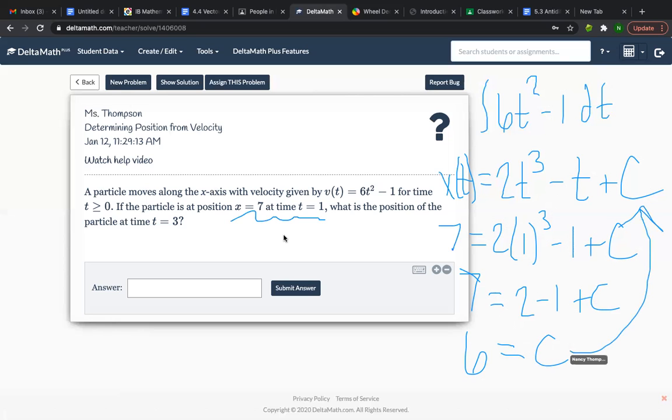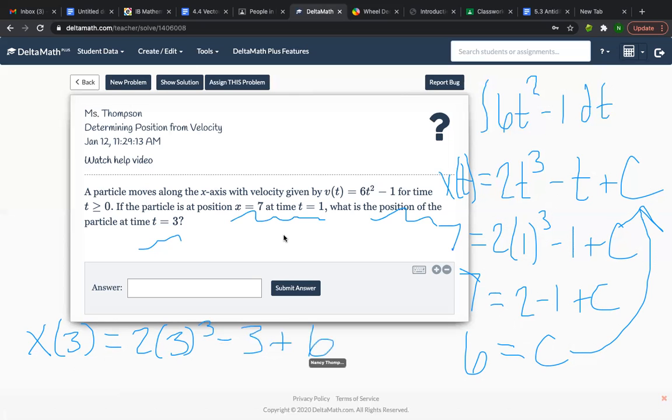And then they want to find the position when t equals 3. So I would just plug it in. So x of 3 is equal to 2 times 3 cubed minus 3 plus 6, which is equal to 27 times 2, 54, minus 3, 51, plus 6, 57. I think I did that all in my head, sorry.